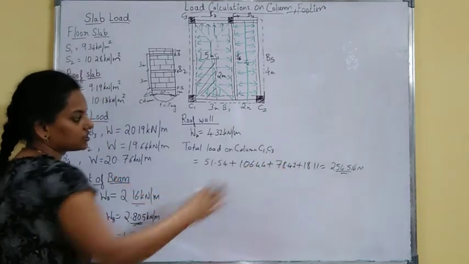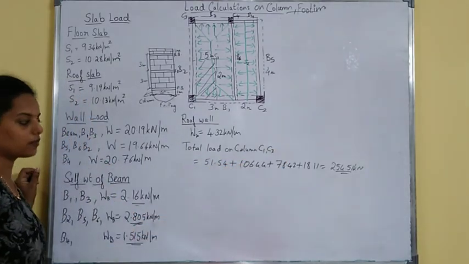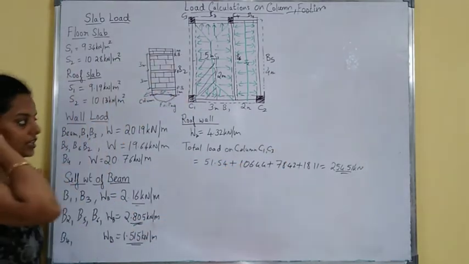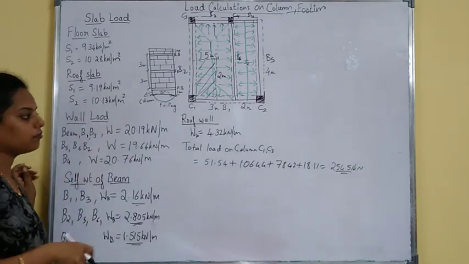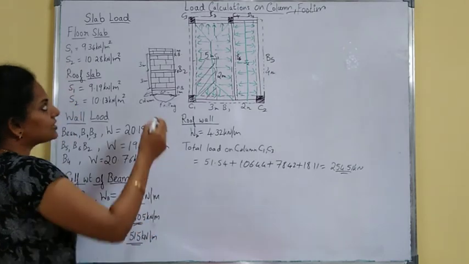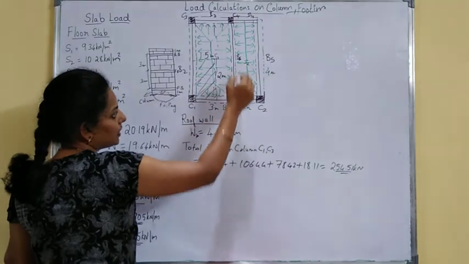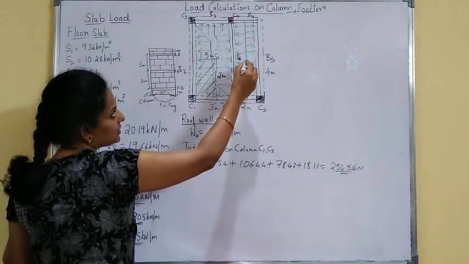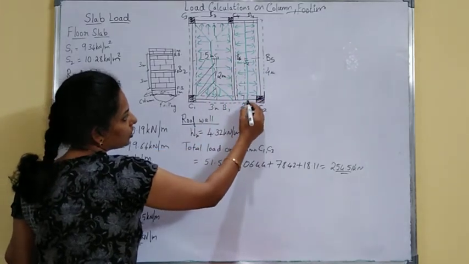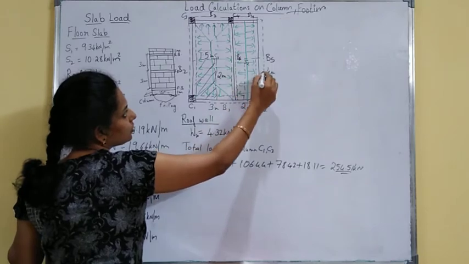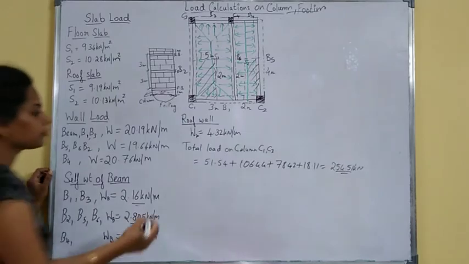Okay, once you get this total load, using this load you can find out the size of the footing. Once we calculate all the column loads, for the maximum column load I will find out the size of footing. Okay. Next we will see column C2. It is a similar type, but you have variation in the slab load. This is the same. Here you have 1 meter and this is 2 meter. Okay, area of influence.